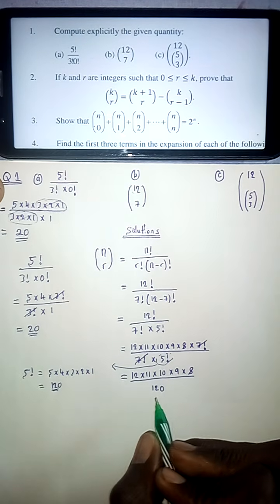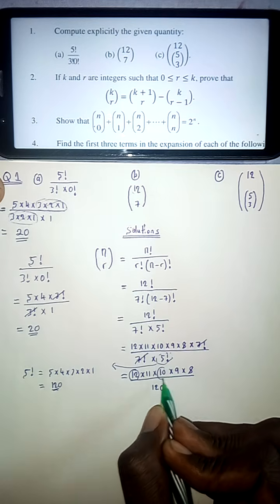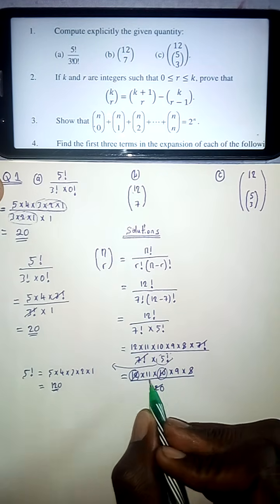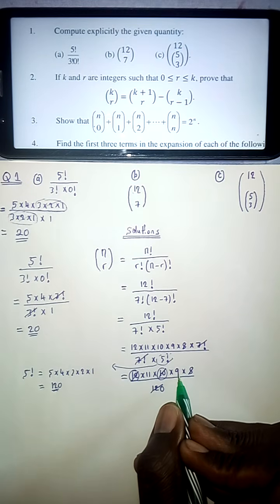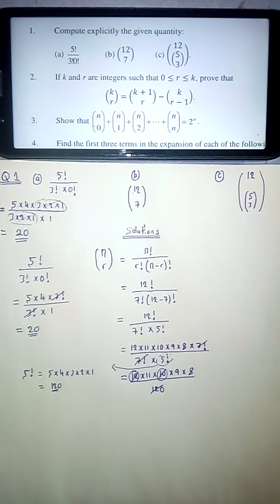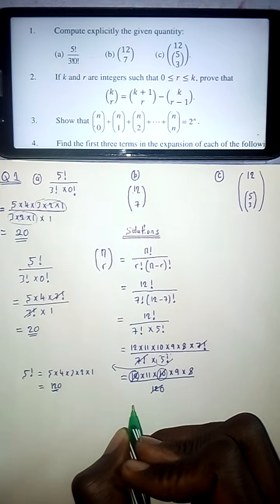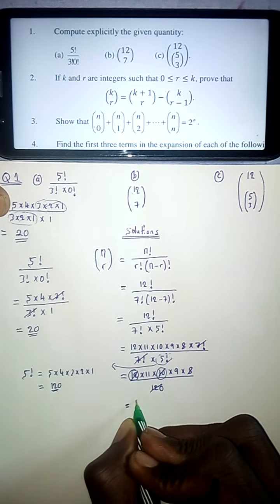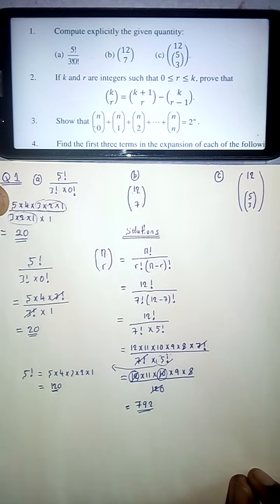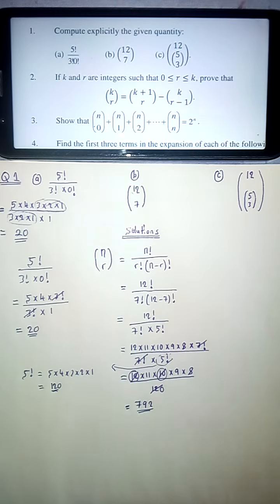Well, 12 multiplied by 10 is simply 120. So this cancels with this, right? Then you are going to say 11 multiplied by 9. 11 multiplied by 9, that should give you 99. Then you are going to say 99 multiplied by 8. That should give you 792. Try to check, guys. That should give you 792. All right, so we move to the next part.